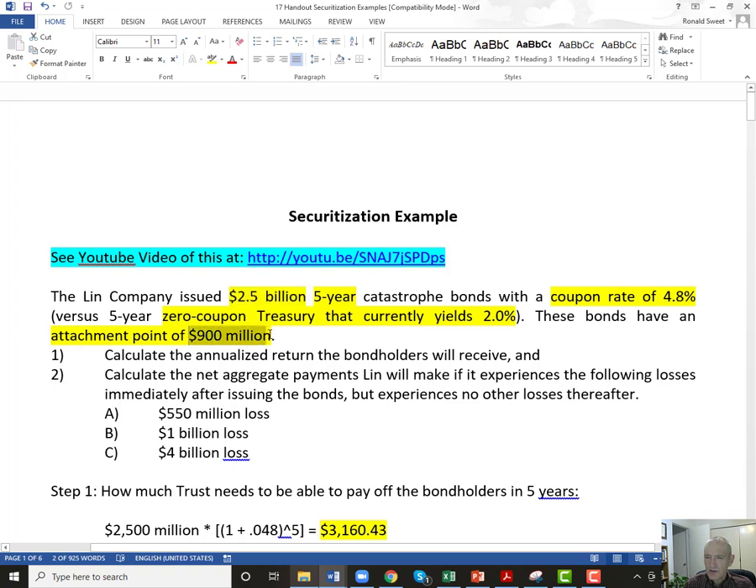And you can see when I was showing you those reinsurance schedules, 900 is what Lynn is retaining. Now they may have other reinsurance some other place, but they're retaining 900 million. Above 900, this catastrophe bond is going to cover them, but only up to $2.5 billion. They can't get anything more than $2.5 billion because that's all the bondholders have provided. So the max coverage they can get is $2.5 billion. So essentially, Lynn Company is retaining risk up to 900 million, and between 900 million up to $3.4 billion, this reinsurance mechanism that's set up as a catastrophe bond is going to cover that.